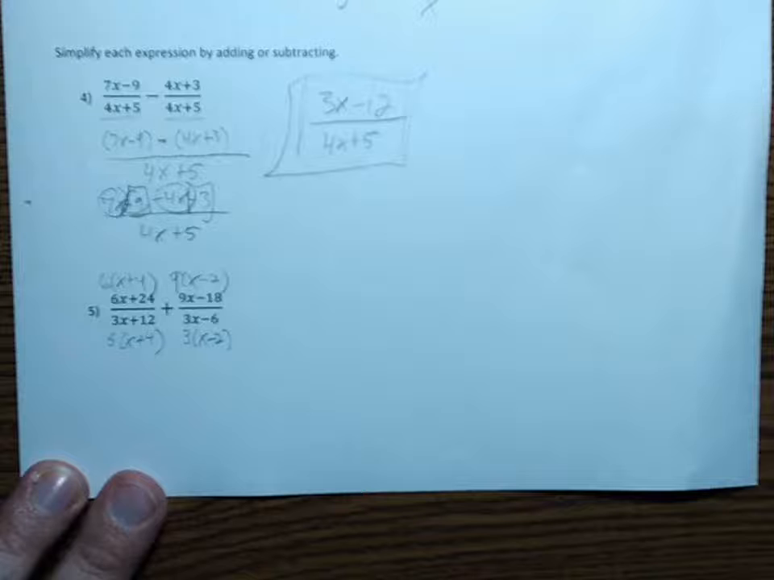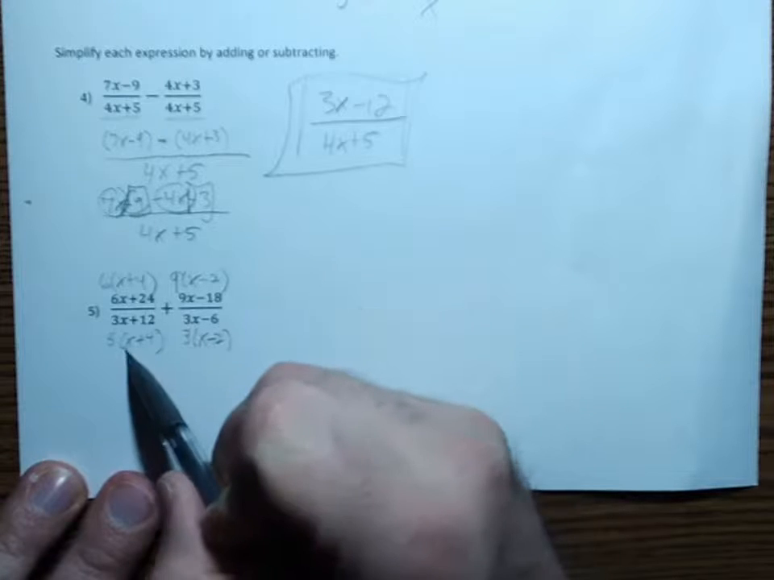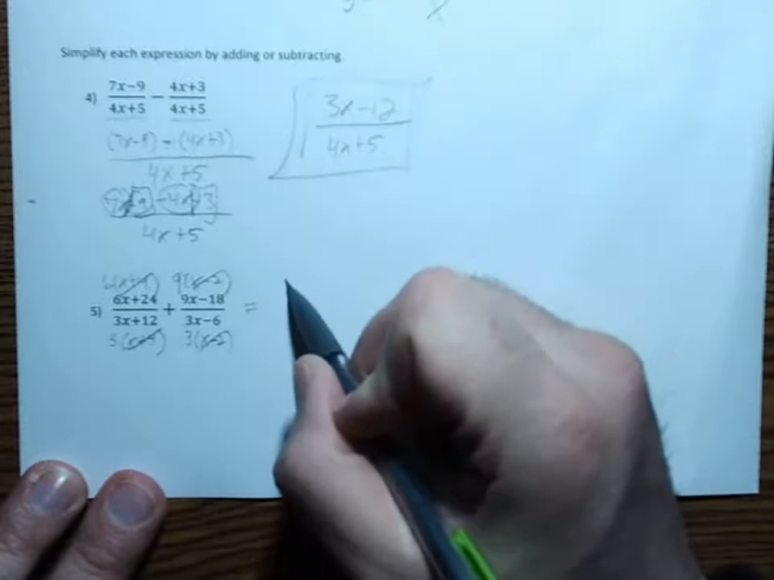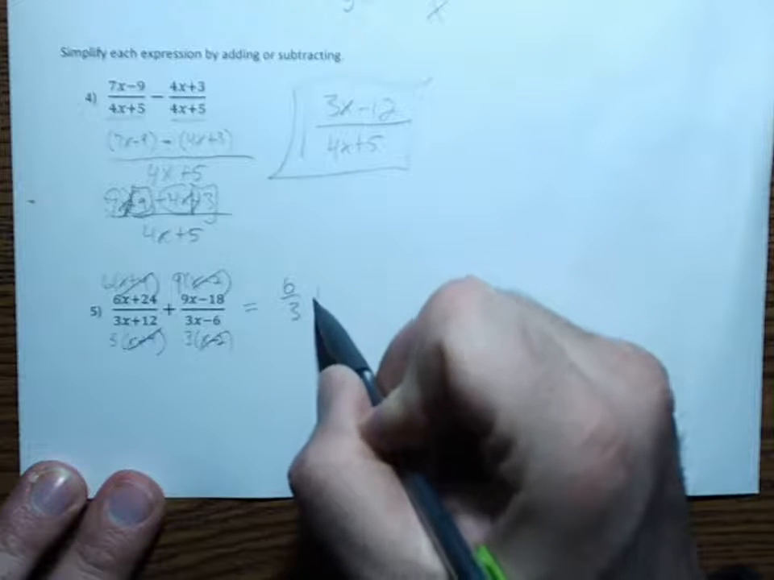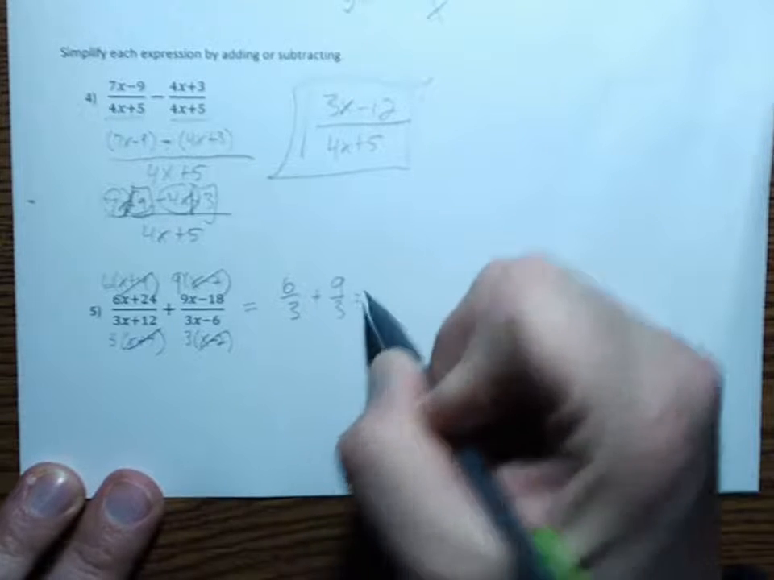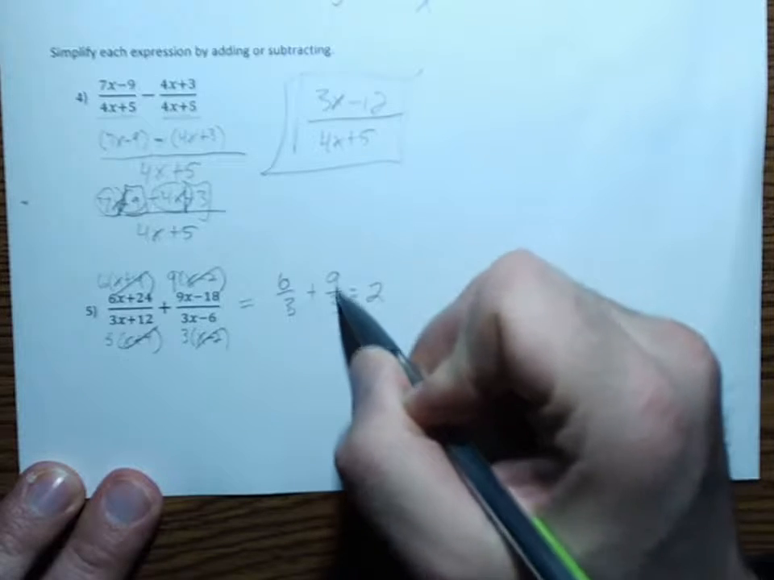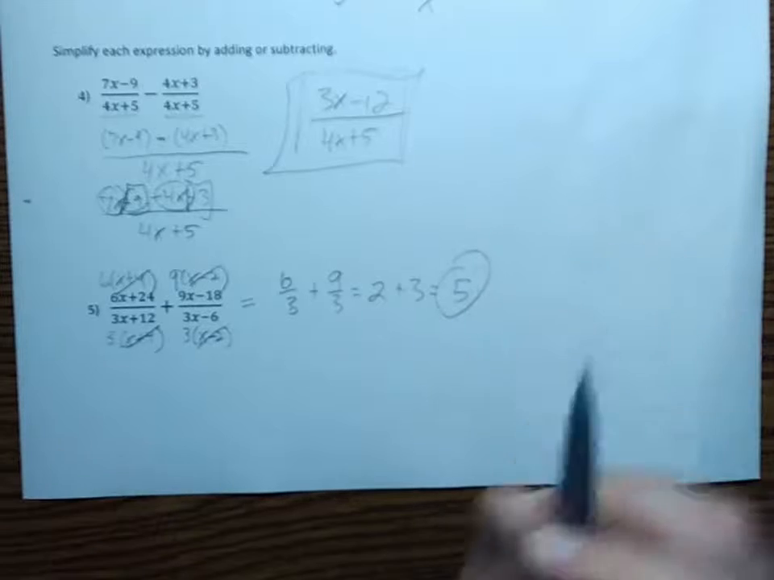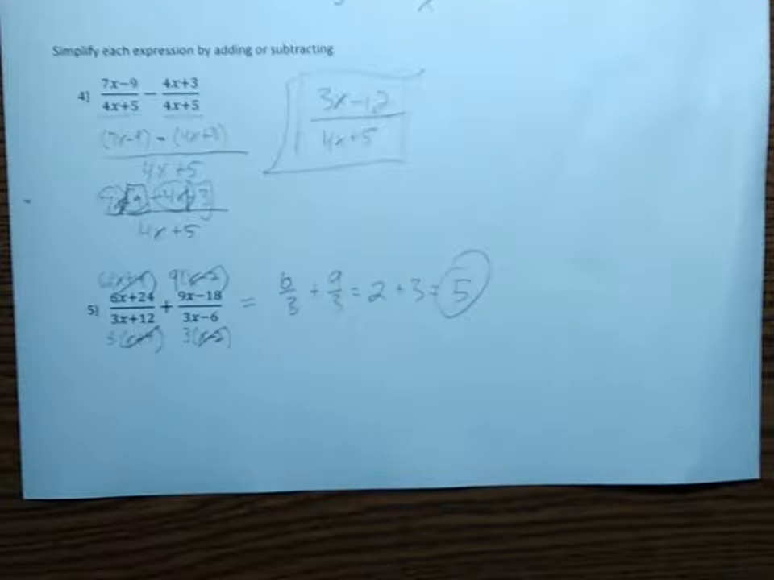And what's awesome about that is if you notice, that means then the x plus 4s cancel and the x minus 2s cancel. So I'm left with 6 over 3 plus 9 over 3. Well, 6 over 3 is 2, and 9 over 3 is just 3. So this is just 2 plus 3, which is 5. You will have one just like that on your test. And yes, we did use the same exact sneaky little device there.